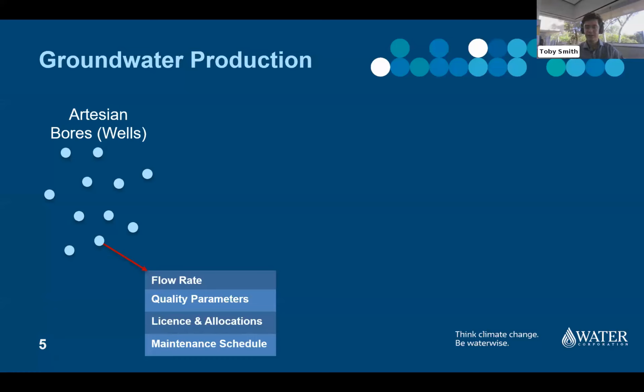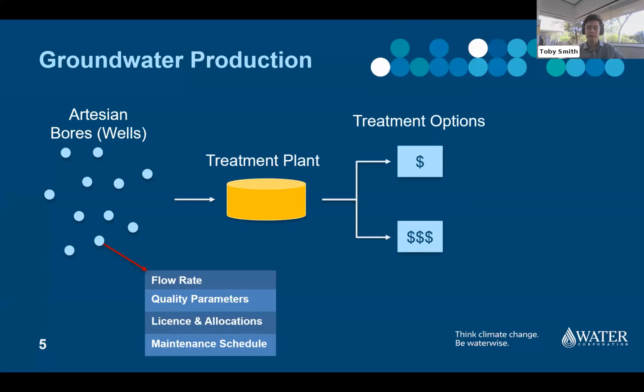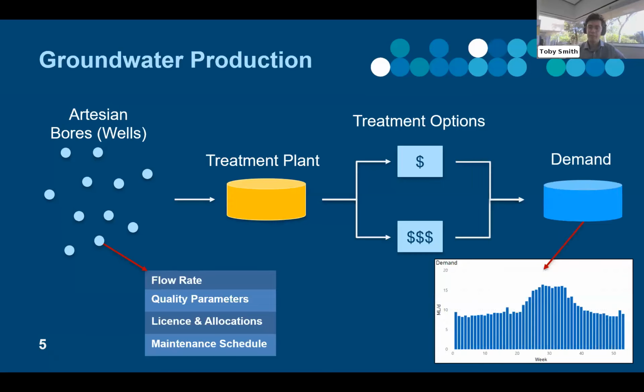Okay, that's enough context. So let's look at the actual problem that we are optimizing. In the groundwater process, we have our bores, and each of those bores has their own flow rate, quality parameters, licenses, maintenance schedules, and many more parameters that are unique to them. We extract the water from these bores and we send it to a treatment plant to improve its quality and make it drinkable. Some of our treatment plants also have multiple treatment options that we can choose between, each with their own costs and treatment strengths. From there, the water is ready to be pumped out to customers, and there is planning and modeling that tells us how much water we need as this demand. So we can follow this demand profile back through the process and it becomes our target production out of the treatment plant.